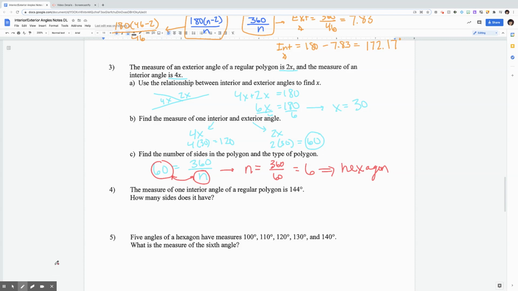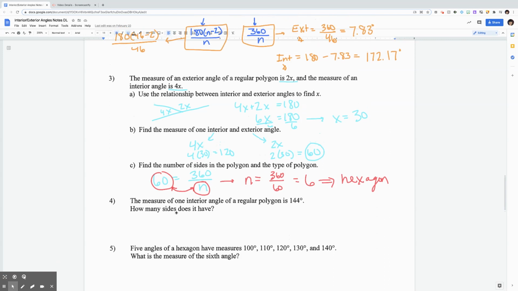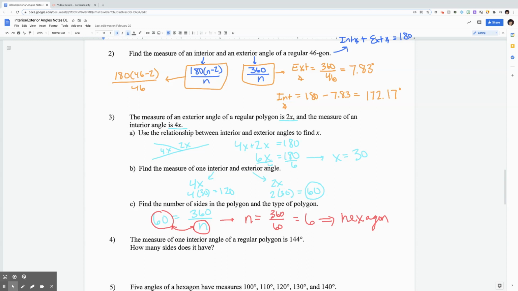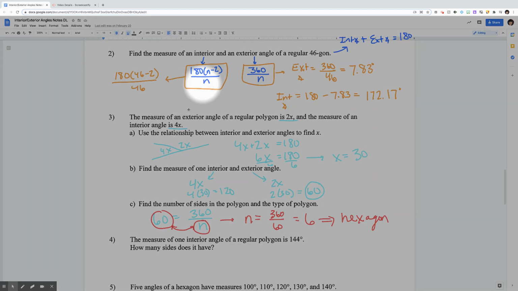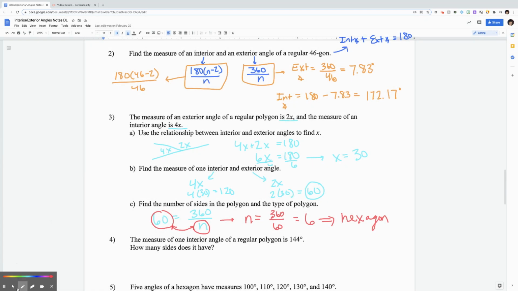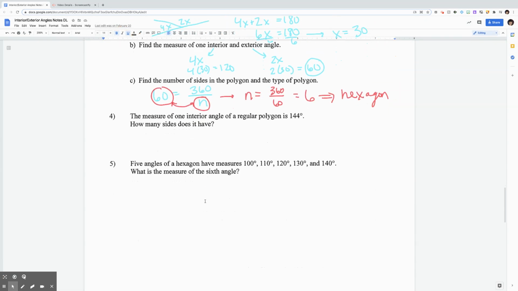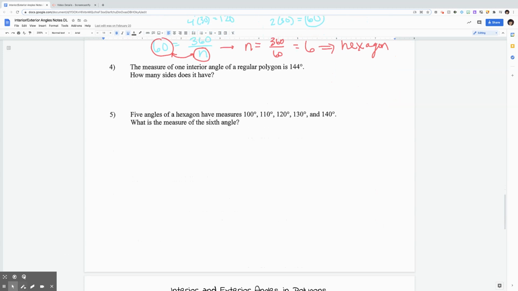All right. Okay, so the last 3 problems here, problems 4, 5, and 6, deal more with the interior angle formula, since these first 3 have dealt a little bit more with the exterior angle formulas, all right? Okay, so number 4. They tell us that one interior angle is 144, and they want to know how many sides it has. So I'm looking for n, all right?